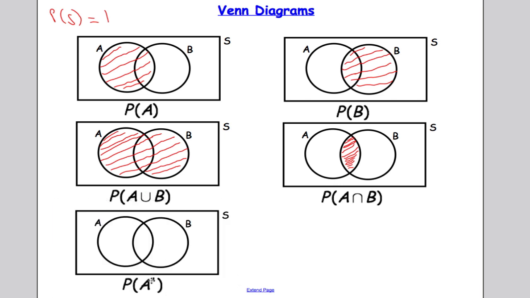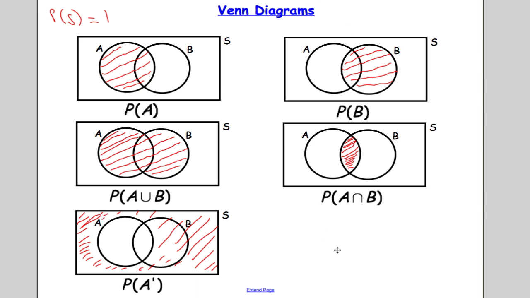We have this, A complement. So that's everything in the sample space that is not A. Okay, remembering that the complement means not. So everything that's not A. So I can shade absolutely everything except for what's in A. So shading the whole sample space with the exception of A.